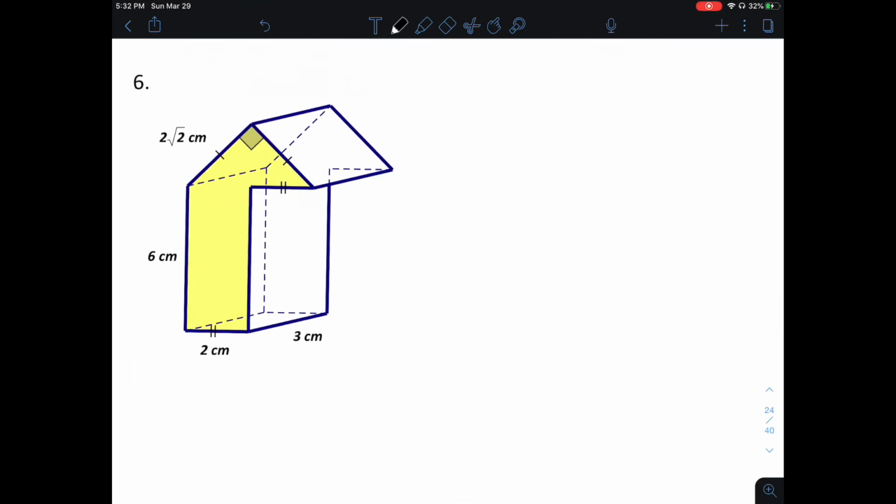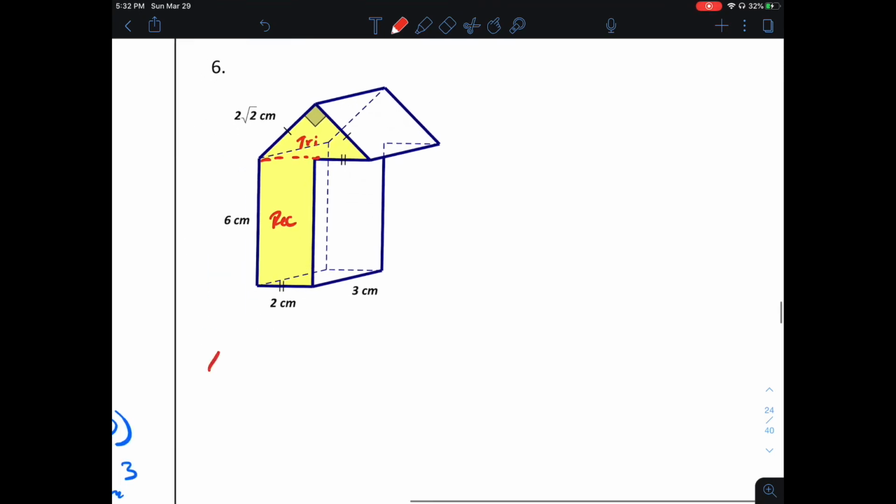Number 6. Now this base is wild and wacky stuff. It's a composite shape. This yellow region is what we're calling the base. There are two parts to this. We have a rectangle and we have this triangle. So to find the area of the base, we have to find the area of that triangle.